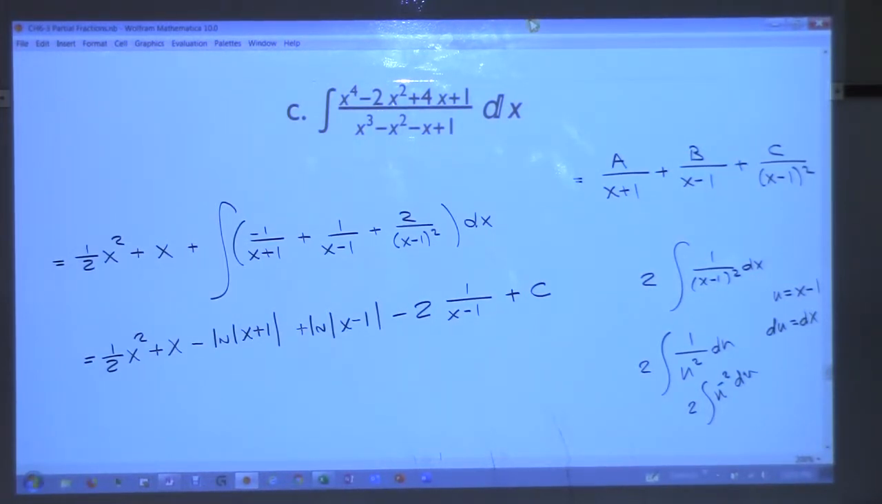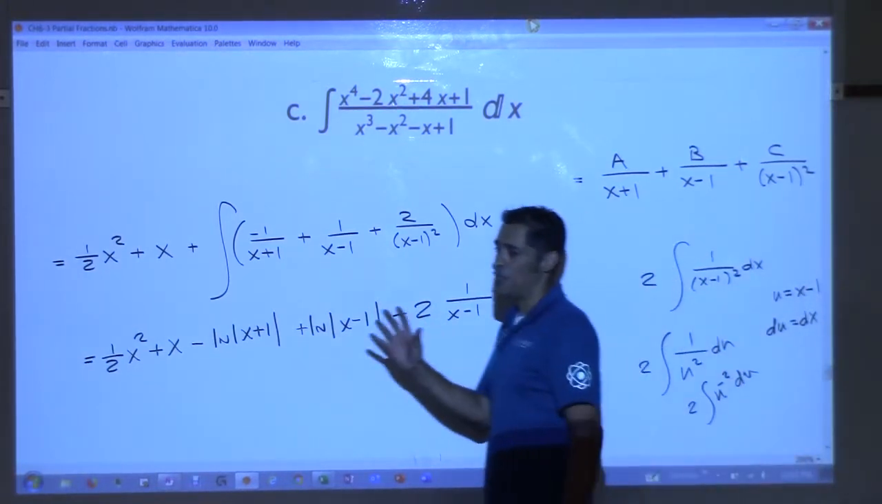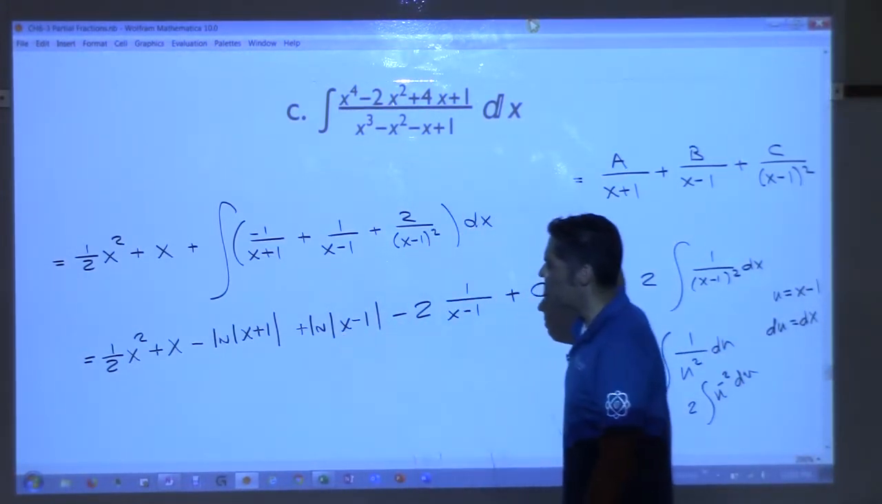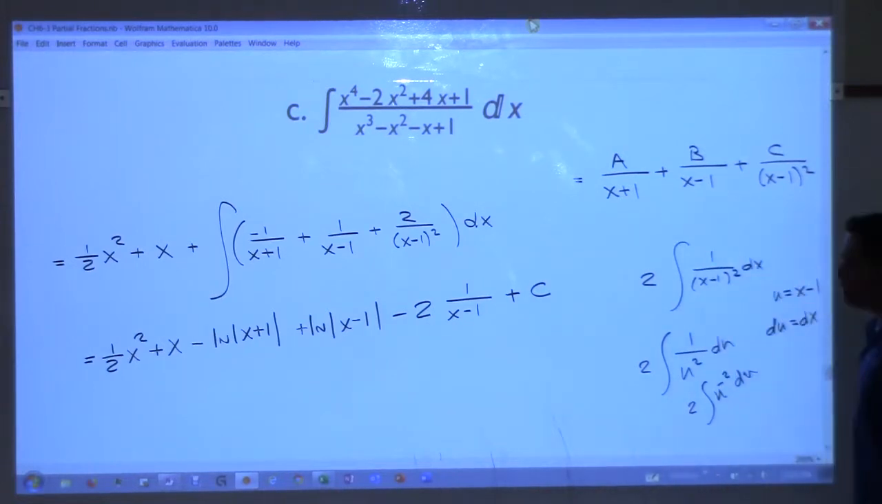All right, that's the antiderivative. Yes, you can combine natural logs. You don't have to by any means, but the book might if you're looking at the answer in the back. And that's a good exercise, I guess.